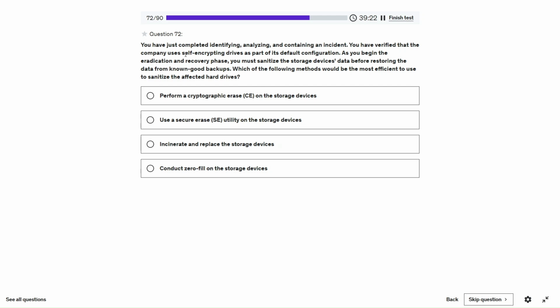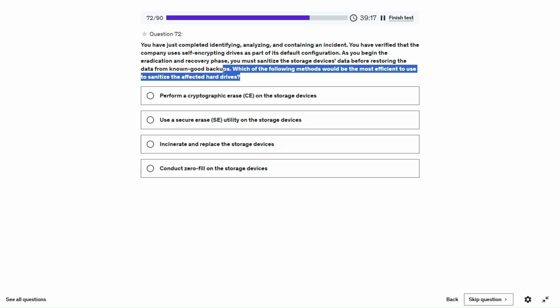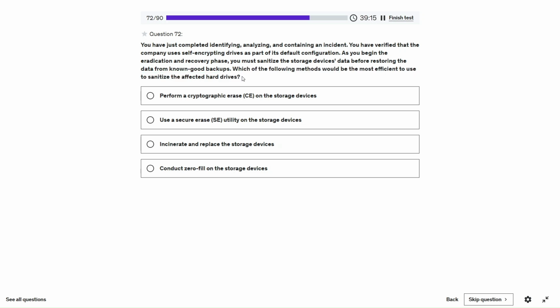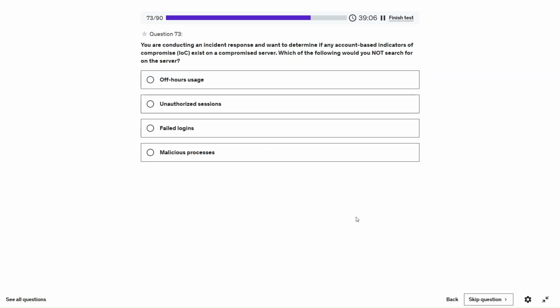Whenever a case like this happens where self encrypting drives are used and you need to erase or sanitize them, you always go for cryptographic erase, where it actually encrypts the data and then removes the key. So even if data is left, it will be of no use.